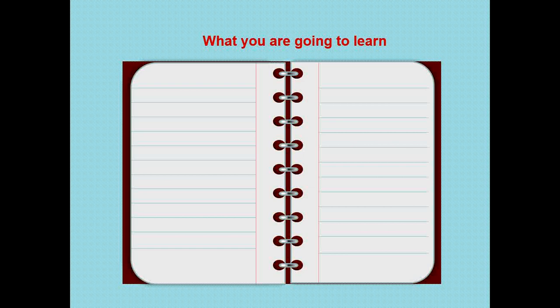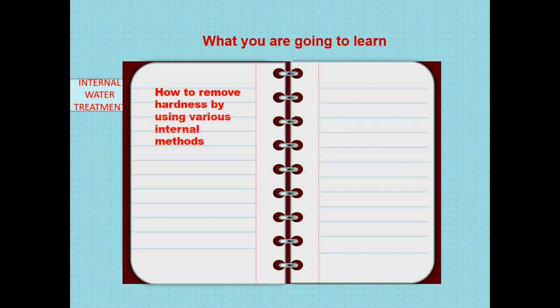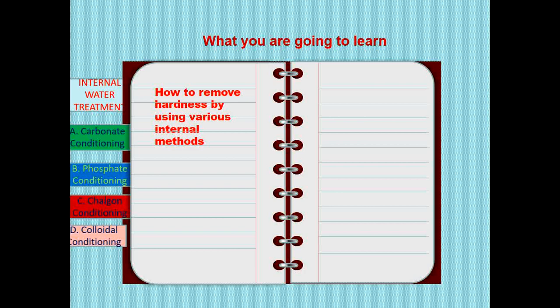What you are going to learn in today's lecture? Internal water treatment, in which we will discuss how to remove the hardness by using various internal methods, like carbonate conditioning, phosphate conditioning, calgon conditioning and colloidal conditioning. These are the methods we are going to discuss in today's lecture. Similarly, external treatment also we are going to discuss, the different types of external methods to remove the hardness of water, in which the zeolite method we are going to discuss in today's lecture.